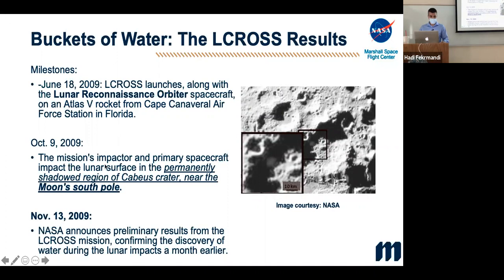The results were very promising. Permanently shadowed areas in the southern pole of the moon were hosting a significant, or at least visible, amount of water and other minerals. And in the same year, 2009, NASA announced that it had confirmed the discovery of water on the moon, based on the results obtained from this impact.